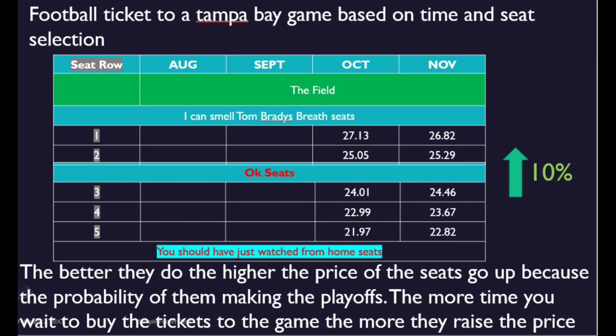So if we had just bought any of the tickets back in August when we were looking for it, and Tom Brady brought out his A-game again, and then it's October now, we could have sold it for the seat location and because of the performance, right, of Tom Brady.